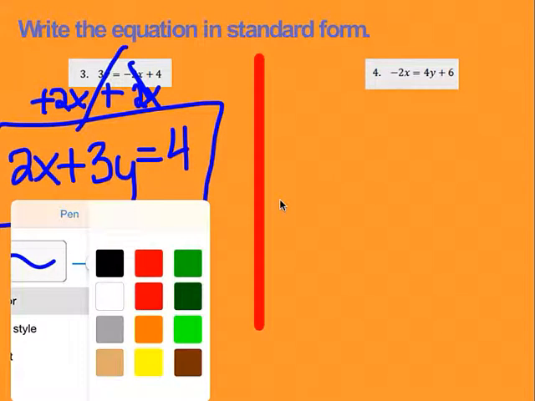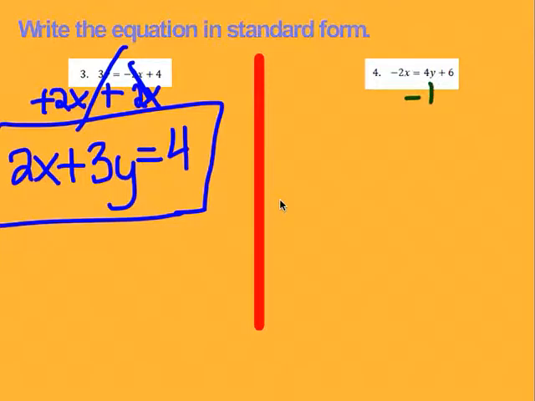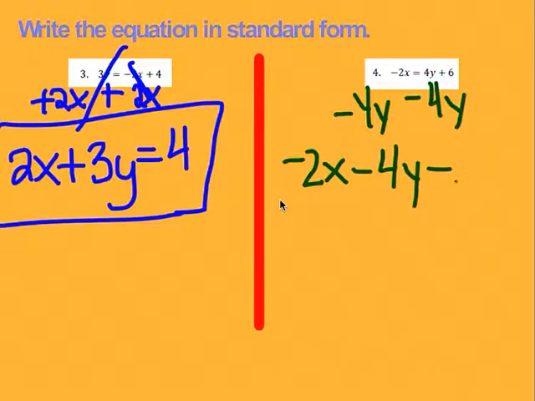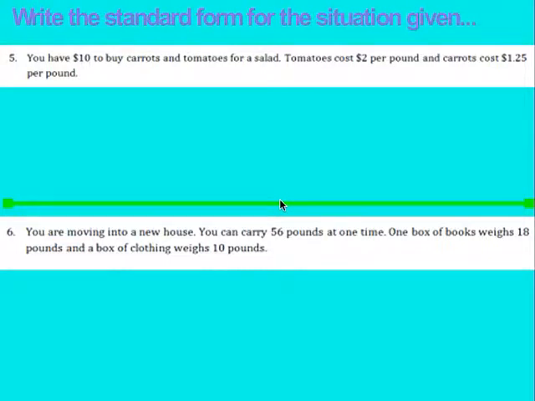Now, let's take a look at number 4. So for number 4, I notice that I need to get my 4y on the other side. So I'm going to start, since it's a positive 4y, the only way I can get it over to the other side is to subtract 4y. So I can get negative 2x minus 4y, and that's going to give me a positive 6. Okay, so now that letters are on one side and the thing that's just a number is on the other, I'm done. So that's really all there is to it, and that's primarily what we're going to be doing with it today. But let's practice with a couple of word problems.